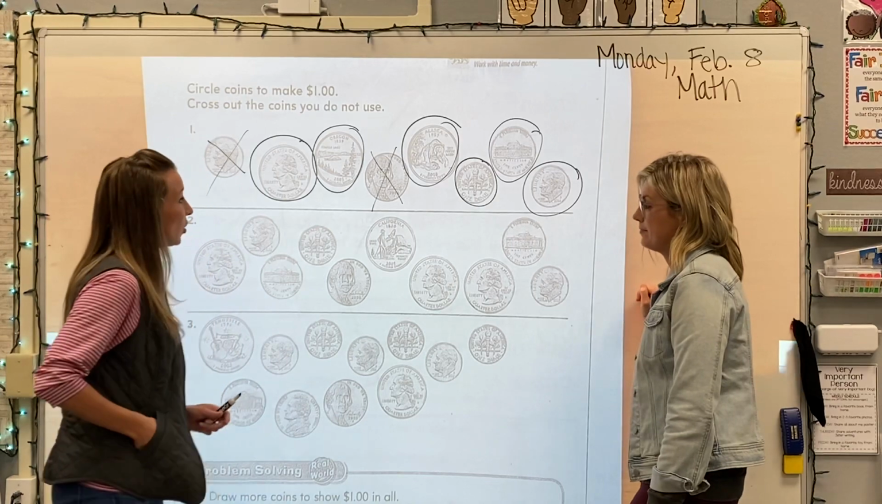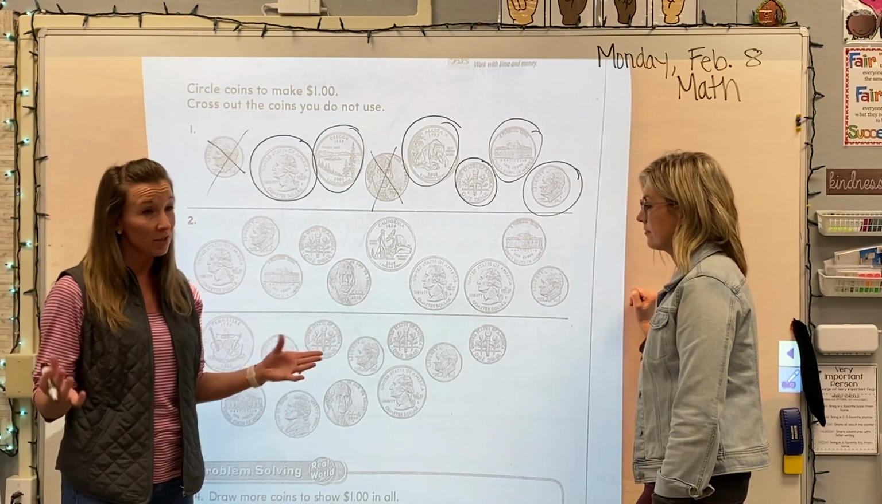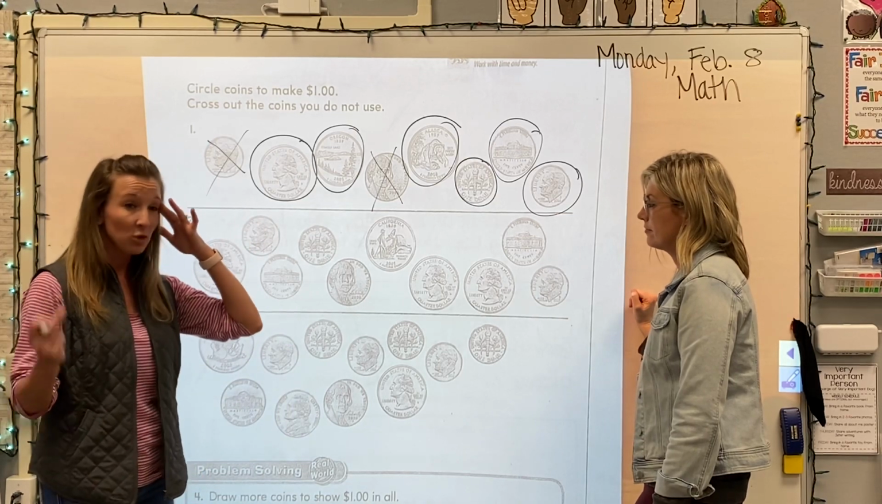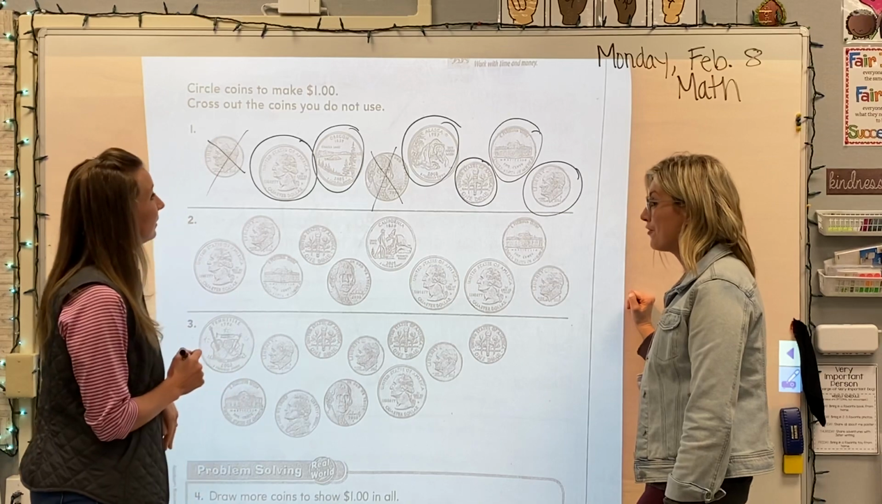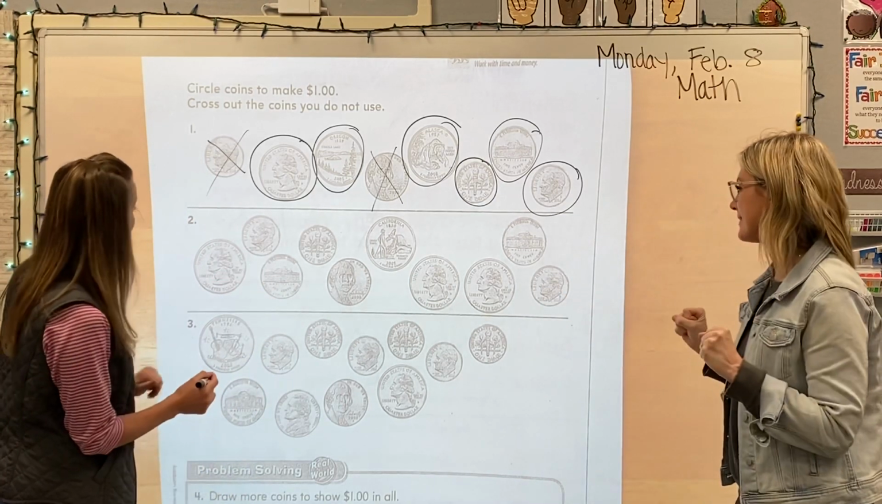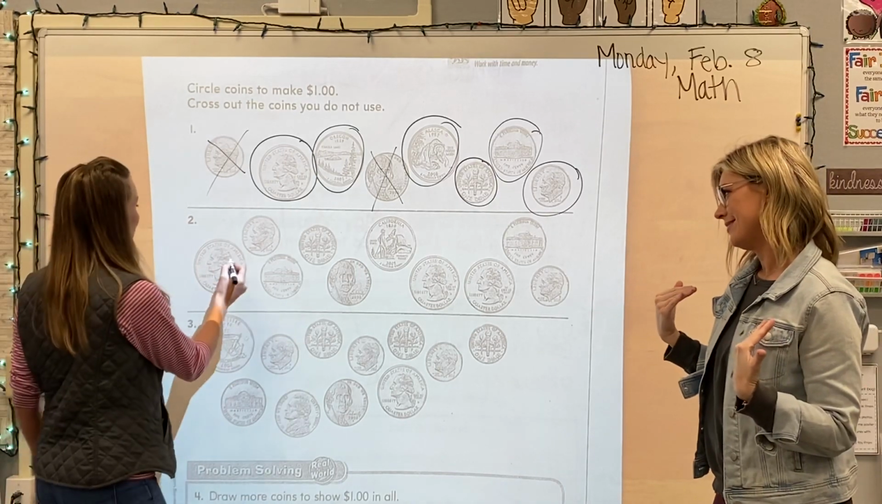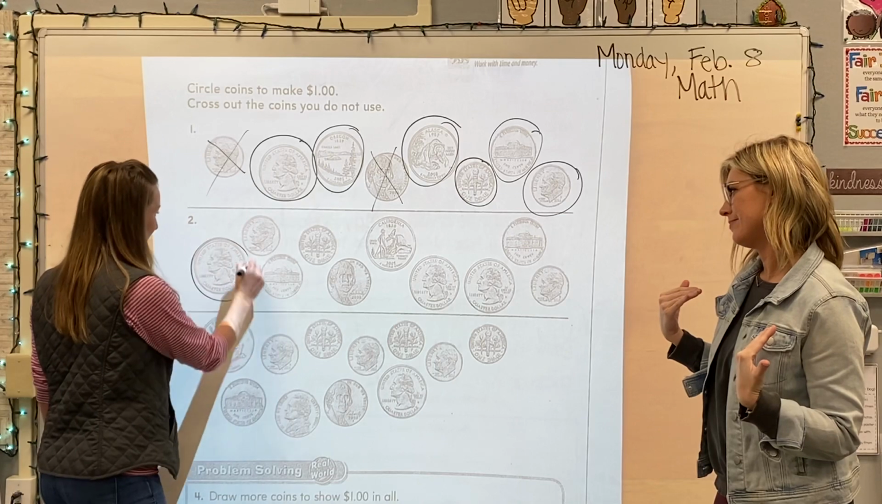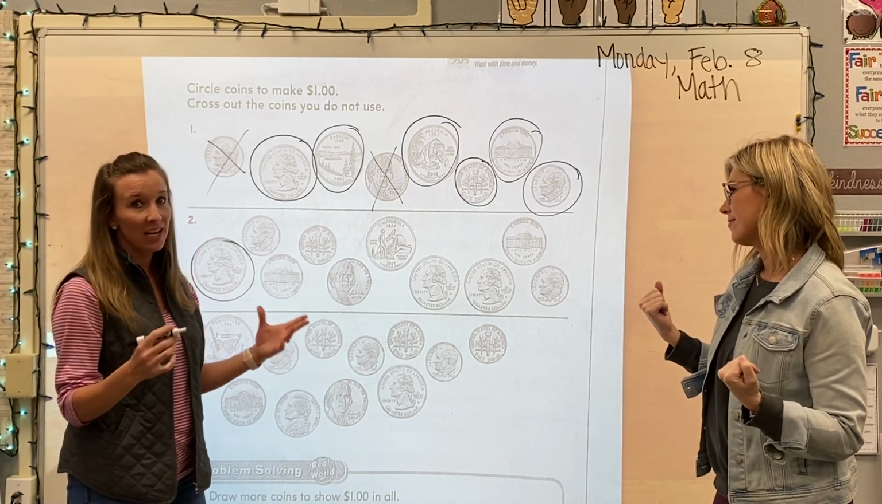All right. So I'm going to follow the same strategy and I'm going to start circling those quarters and I'm going to remember that poem, that 25, 50, 75, $1. So if you can find 4 quarters, you're done. I'm golden. I'm good. Okay, let's see. That's a quarter, your friend George Washington. I'm going to circle him.